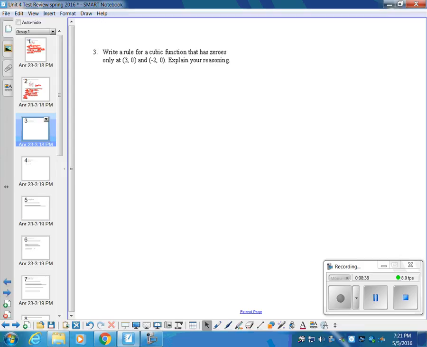Write a rule for a cubic function that has zeros only at (3, 0) and (-2, 0). Explain your reasoning. We talked about this. You work backwards. I need a cubic, so I'm going to need a degree of 3, which means I need an x, and an x, and an x to get x cubed.